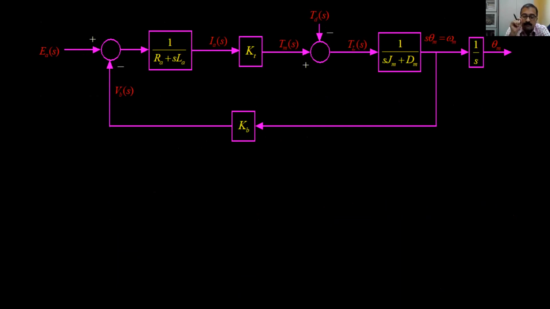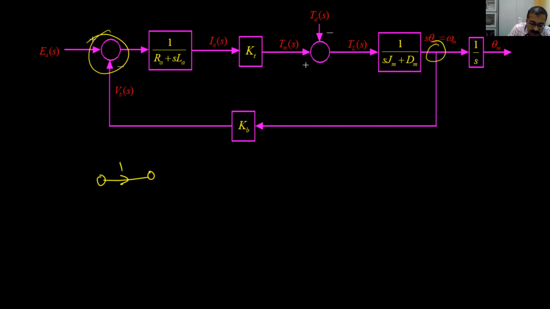We know that summing points or error detectors and pick-off points will simply manipulate the input signals. They will not add any gain of their own; they will simply manipulate the signals. So when you consider a signal flow graph, you have to represent each summing point and pick-off point with unity gain branches like this. This represents the summing point. All other blocks will have their own gains, so there is nothing to worry about.